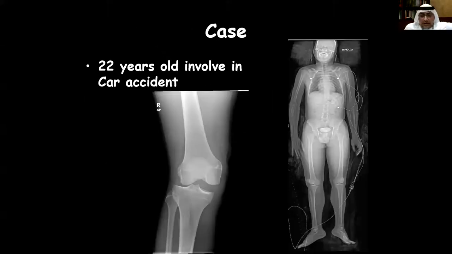So I will share this case with you. I showed you some of the pictures early, but this is a 22-year-old young boy involved in a car accident rollover. He was brought to the trauma hospital, and he has this X-ray, which shows an opening medially, which indicates a complete rupture of the MCL.